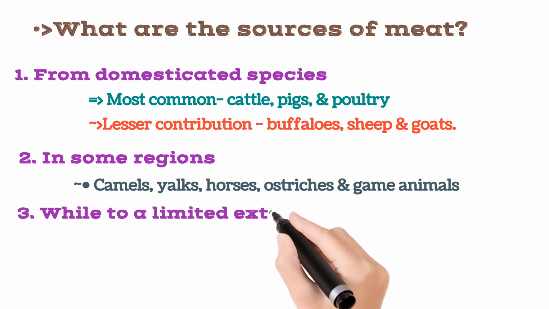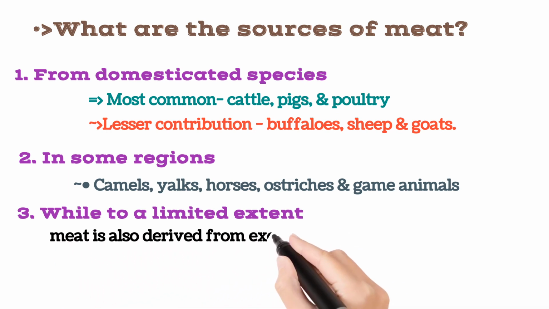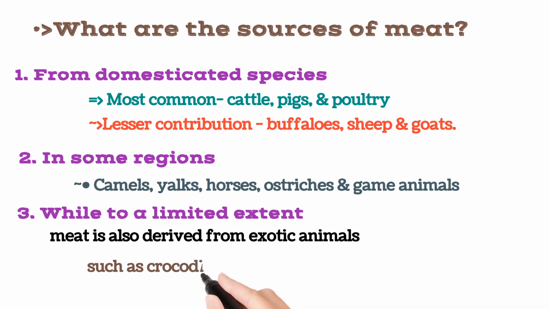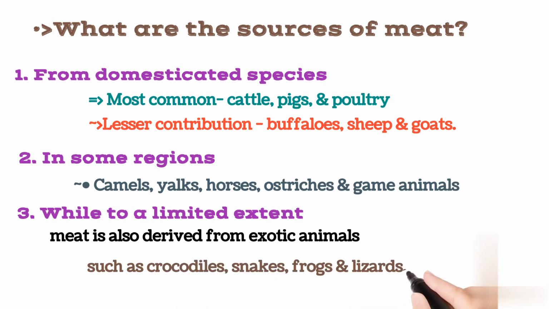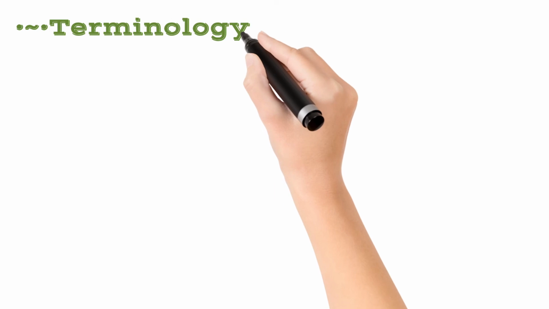Sources of meat vary from region to region, with feeding habits and also from a religious point of view. To some extent, meat is also derived from exotic animals such as crocodiles, snakes, frogs, and lizards. Frogs and snakes were also used in the Indus Valley civilization in the early era.